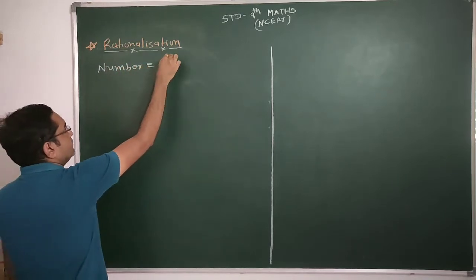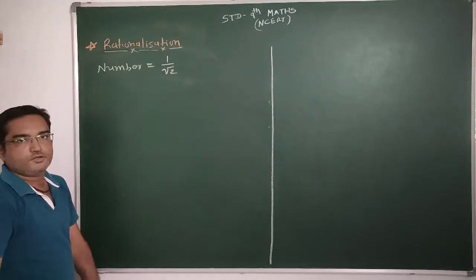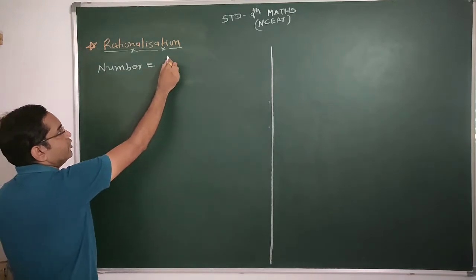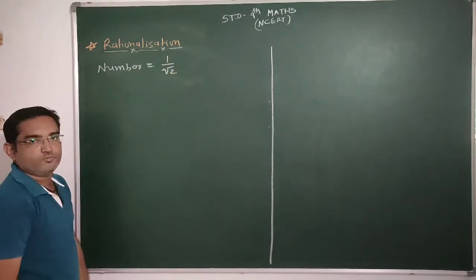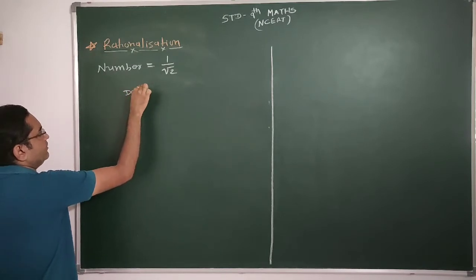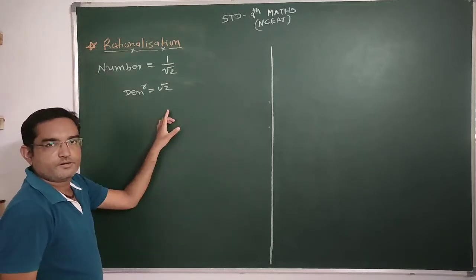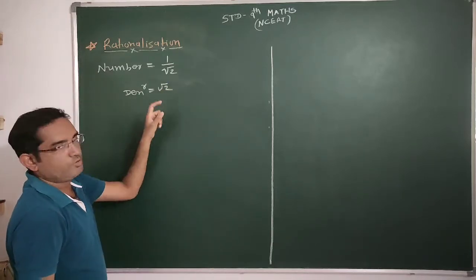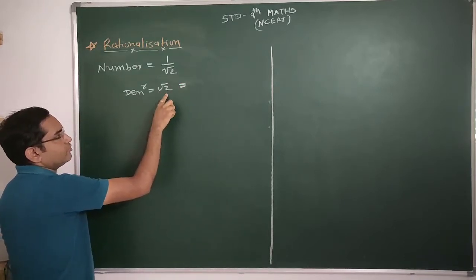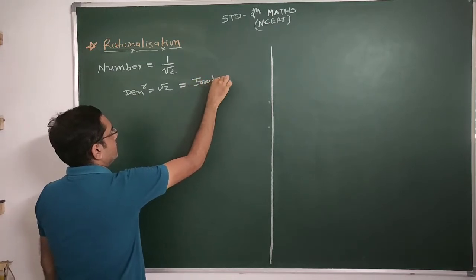For example, that number is 1 upon root 2. Done? So 1 upon root 2 is the number. The given number is in numerator divided by denominator form. Here we can see that our denominator is root 2. What is the denominator? The denominator is root 2. So which type of number? We can say that this root 2 is an irrational number.